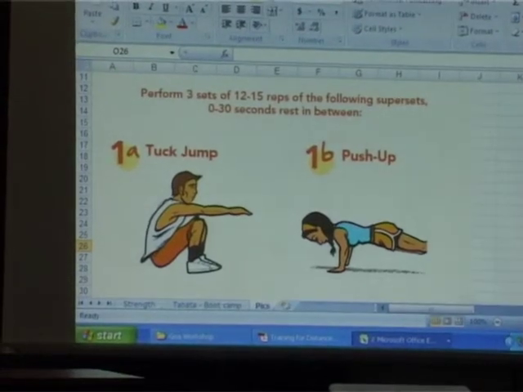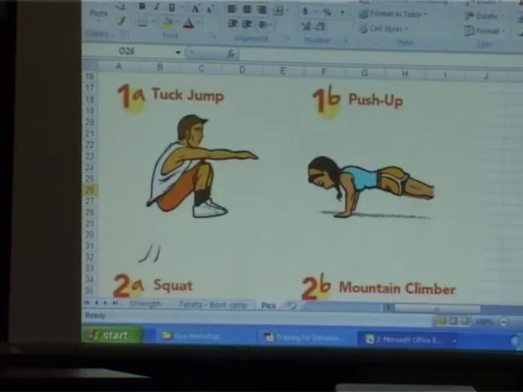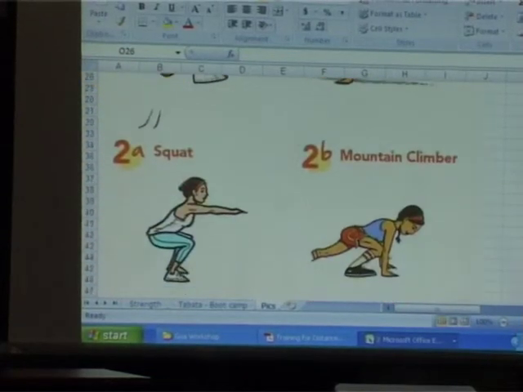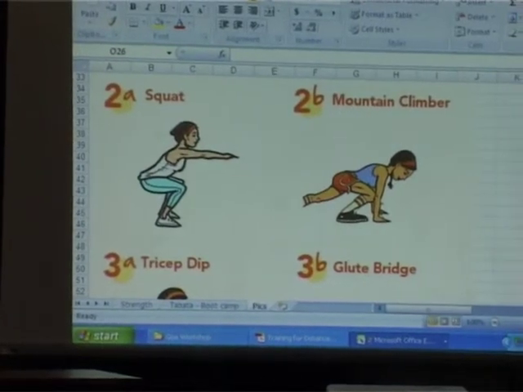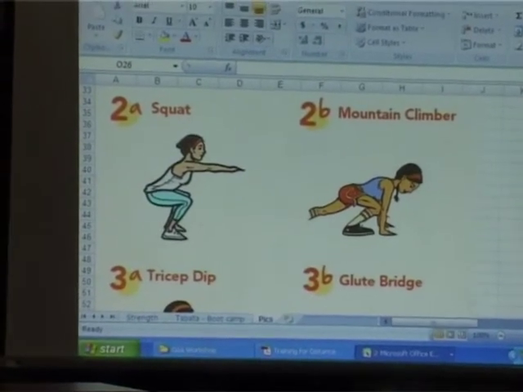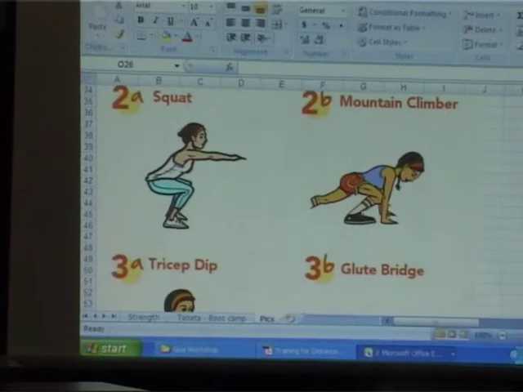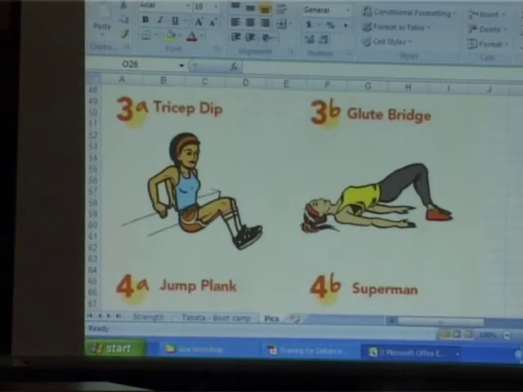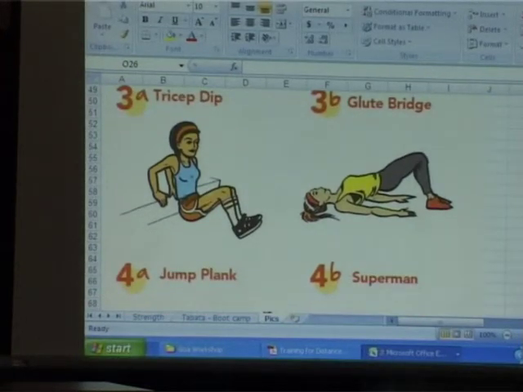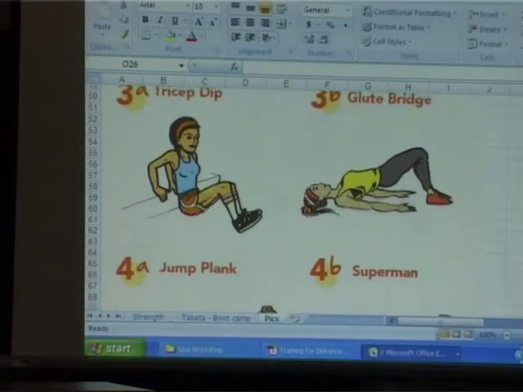A tuck jump is when you jump and bring your knees very close to the chest. The push-up is something you know. The squat is something you know. The mountain climber is being in a racing starter's position and rapidly moving your legs for leg turnover. You've seen the tricep dip, you can do it against a park bench. You see the glute bridge, which really builds up your butt if you were to hold this position and lower yourself and bring yourself back up.